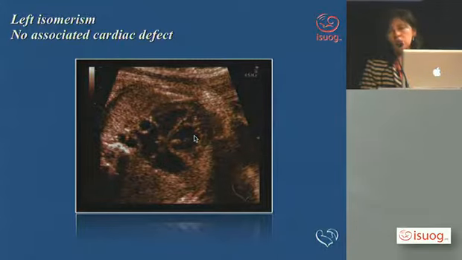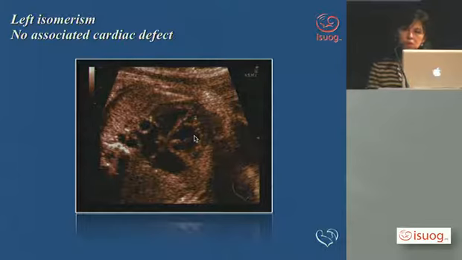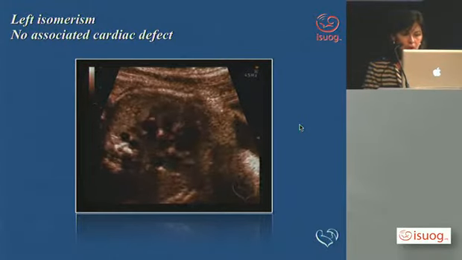You can have something called primary ciliary dyskinesia, which is related to ciliary motility. There's a small risk of babies having that and having respiratory problems. So there are other extracardiac implications.